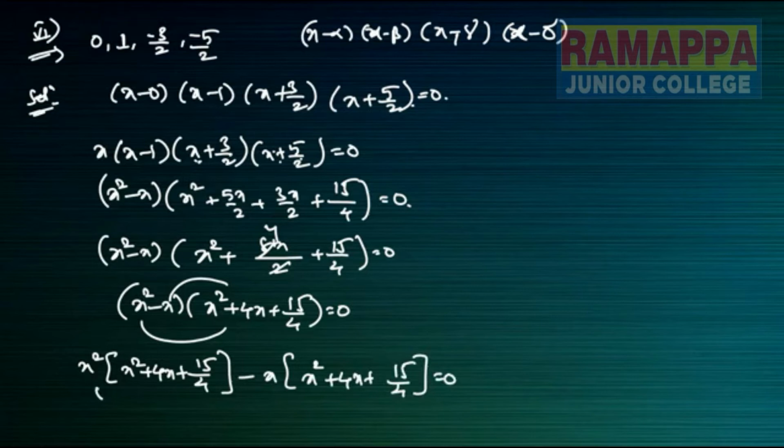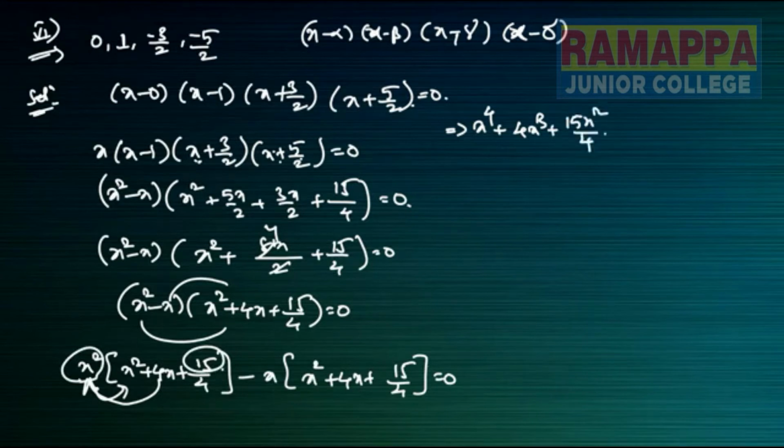If we do the multiplication of x square, it will come x to the power of 4, plus 4x into x square, how much? 4x cube will come, plus 15x square by 4 will come. After that minus x into x square, x cube will come, minus 4x square, and after that minus x into this one, minus 15x by 4, is equal to 0 will come here. So what will the answer be?